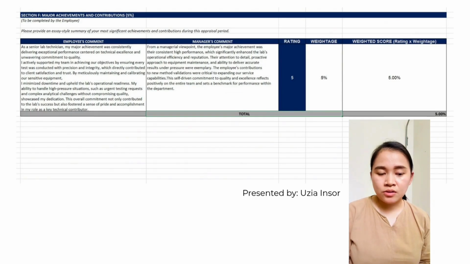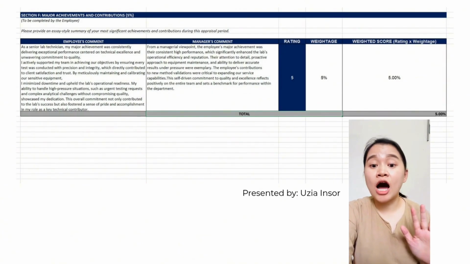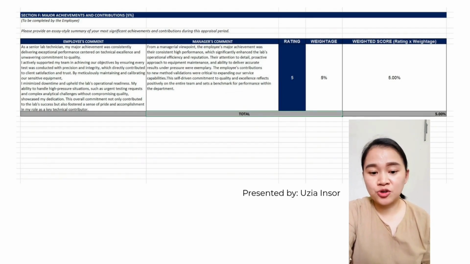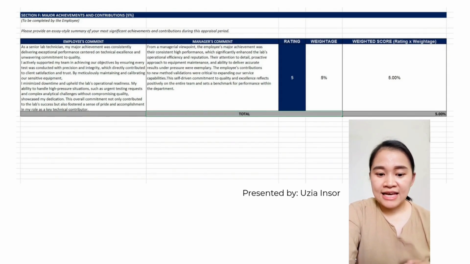The employee also helps to train the junior staff, which makes the team stronger and ensures the work can continue smoothly. From the perspective of the manager, I give the employee a 5 out of 5 rating for excellent performance. They were praised for showing initiative, solving problems effectively, and keeping their work very accurate. This score, which is 0.05, shows a high level of achievement in this area.